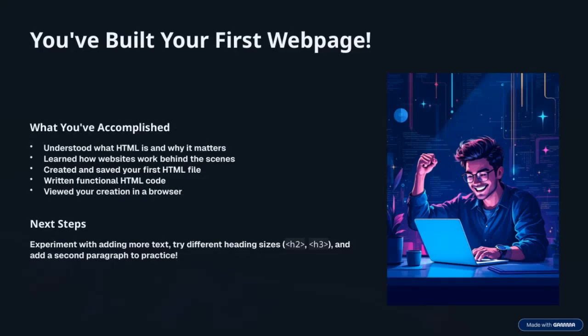All right, now that we've reached the final slide, let's reflect on what we've accomplished together. We've learned how to experiment with adding more text to our web pages, which is a great way to practice making your site more informative and engaging. Don't forget, you can also try different heading sizes, like H2 and H3, to create visual hierarchy and make your content easier to read. And I encourage you to add a second paragraph. This is a fantastic opportunity to practice organizing your thoughts and making your web page look more complete.